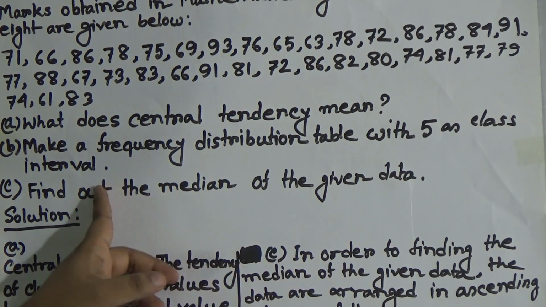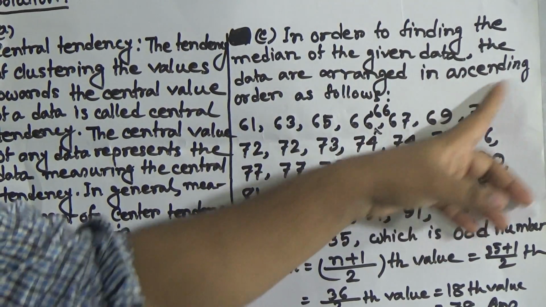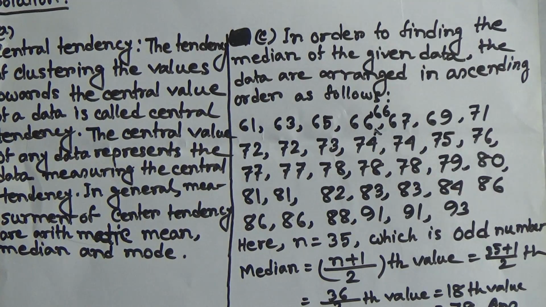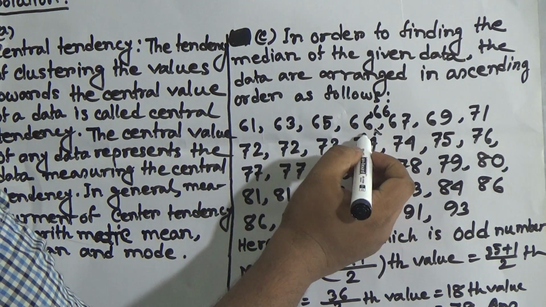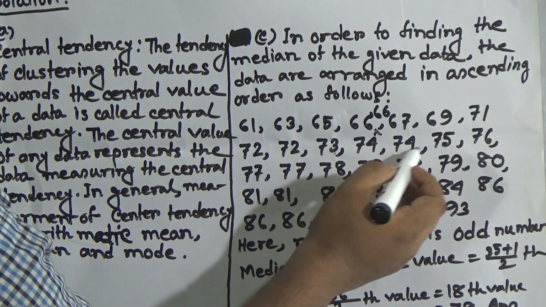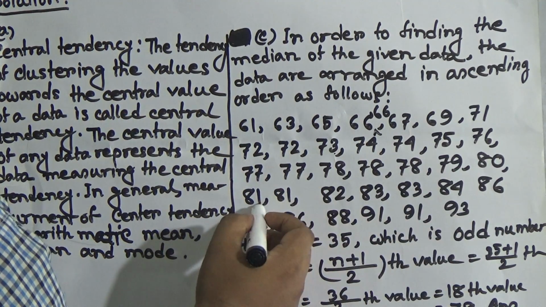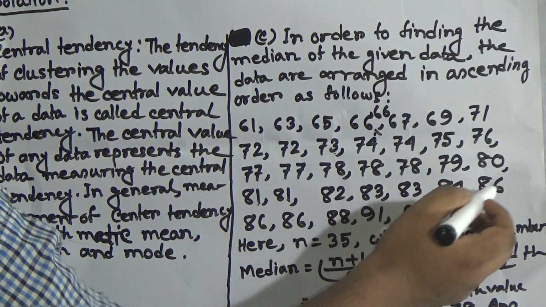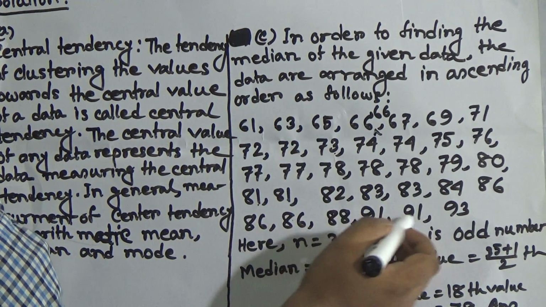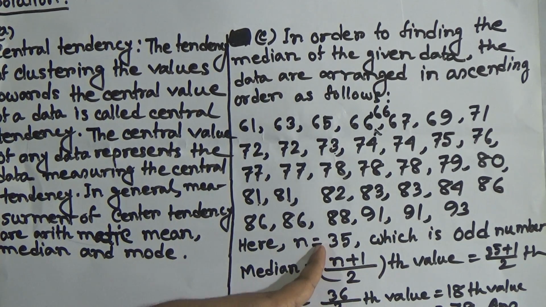So, question C: find out the median of the given data. At first we arrange the numbers in ascending order, that means smaller to larger. Notice, in order to find the median of the given data, the data are arranged in ascending order as follows: 61, 63, 65, 66, 66, 67, 69, 71, 72, 72, 73, 74, 74, 75, 76, 77, 77, 78, 78, 78, 79, 80, 81, 81, 82, 83, 83, 84, 86, 86, 86, 88, 91, 91, 93. Here, dear student, notice here n means total number of data.